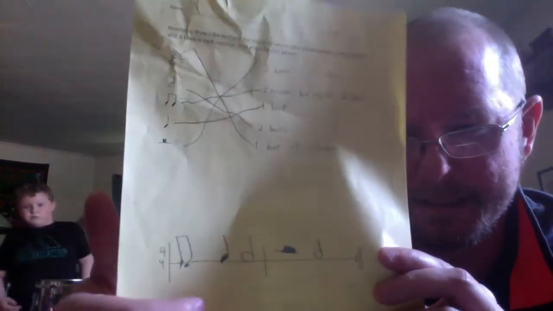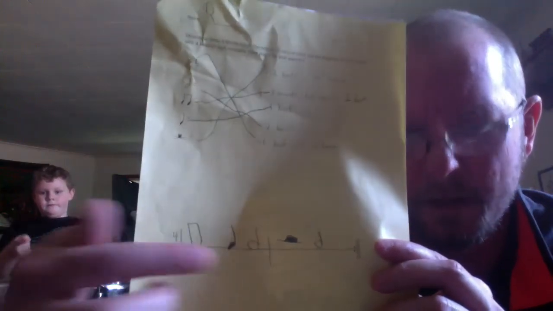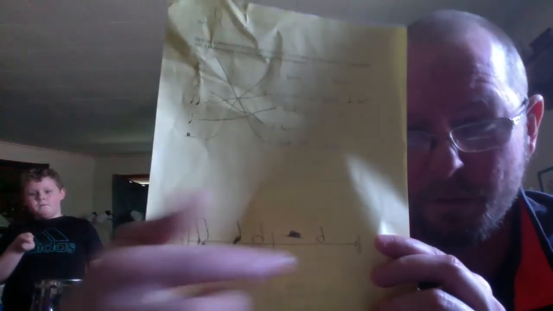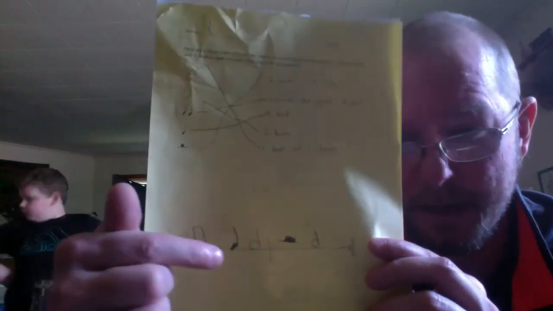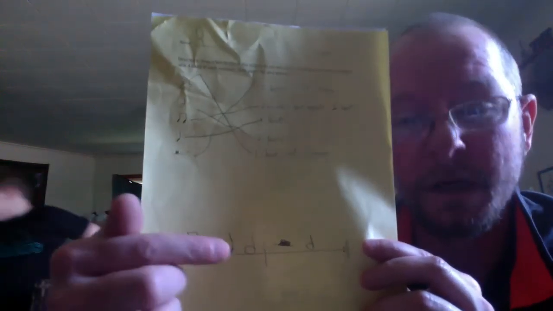If you look here, Quentin created his own. This is TT, ta, ta, sh, sh, ta, repeat. TT, ta, ta, sh, sh, ta.